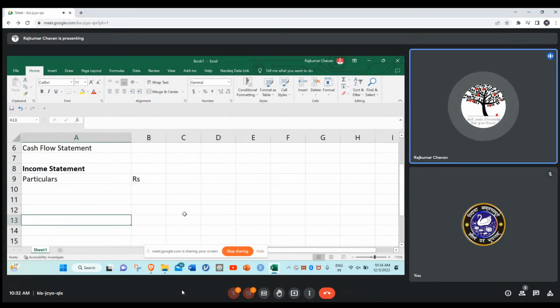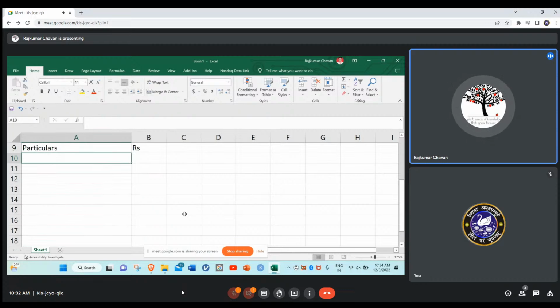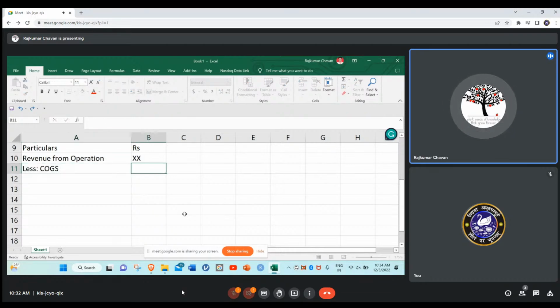Let's check the income statement. How do we start? Always we start with revenue from operations. Whatever revenue is available with me, I will take as revenue from operations. Then from this we'll deduct cost of goods sold. Now, first we need to have a format. If you have a format, then only you can prepare a model.